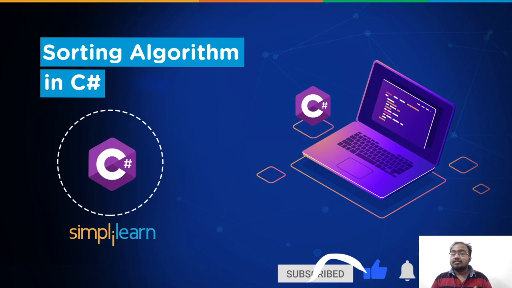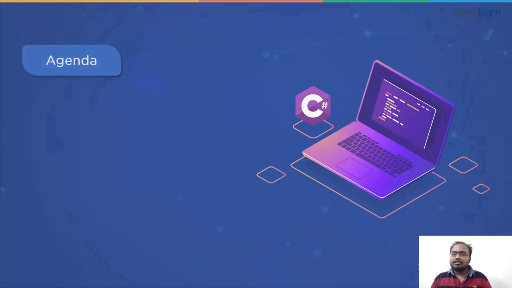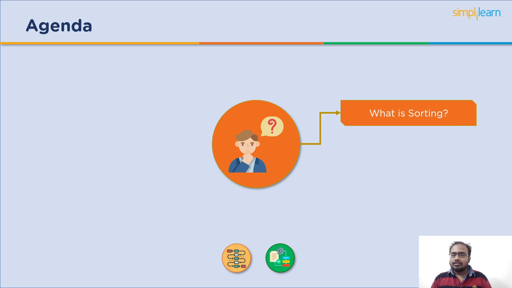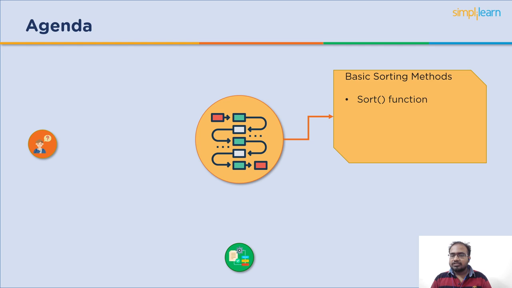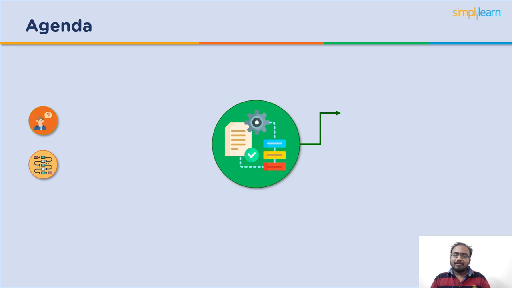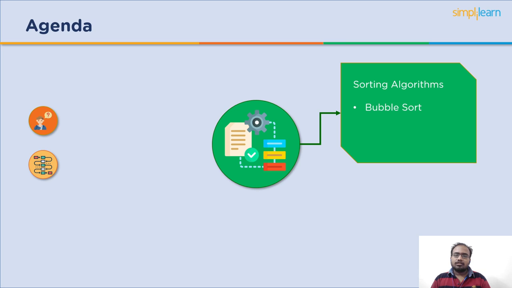So now, without any further ado, let's get started with the agenda for today's session. We will begin our session with a discussion on what is sorting. Then, we will briefly discuss some of the basic sorting methods, which include using a sort function, a compareTo method, or using delegates. We will also try sorting using LINQ library functions and an iterative sorting method. Finally, we will discuss some sorting algorithms like bubble sort, insertion sort, selection sort, and quick sort with the help of our demo. So, let's get started with a discussion on what is sorting.